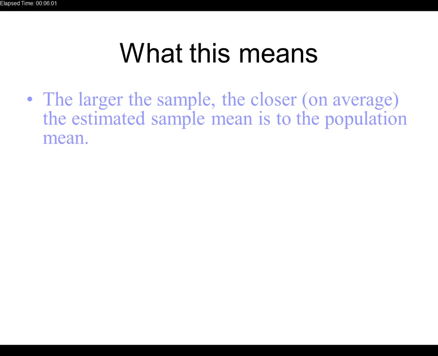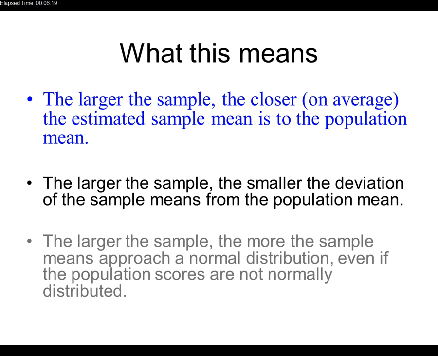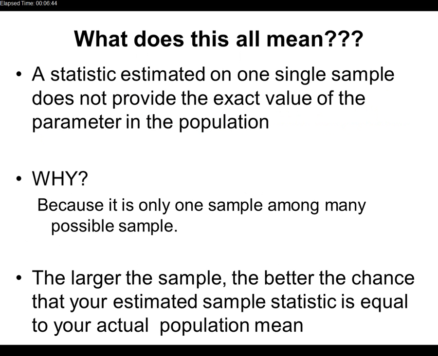What does this mean? It means that the larger the sample, the closer the estimated sample mean is to the population mean. Where'd we hear that before? The larger the sample, the smaller the deviation of the sample means from the population mean. So it's going to deviate less. It's going to be closer to the mean. And the larger the sample, the more sample means approach a normal distribution, even if the population scores aren't distributed normally. And why is that? Because you're going to get more samples with the same distribution, whether it be normal or not normal, as your population. Okay, put it all together. What does it all mean? A statistic estimated on one single sample does not provide the exact value of the parameter in the population. Why?